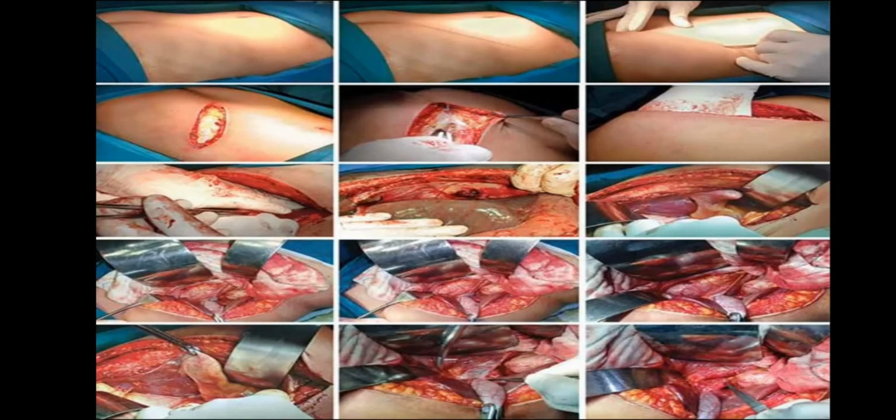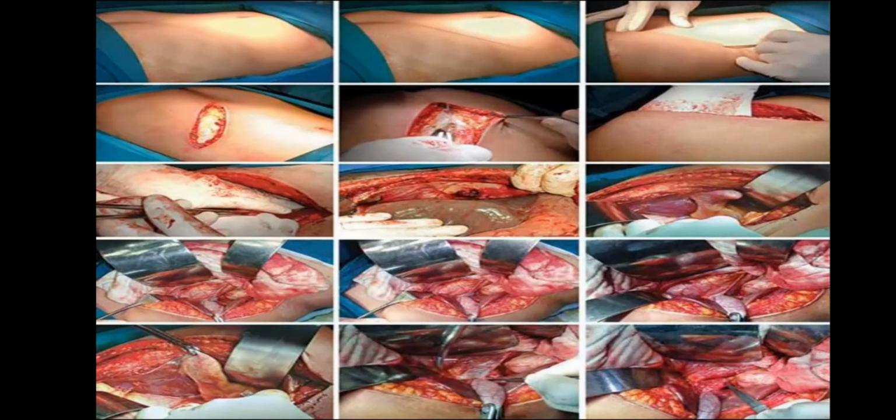Then the gallbladder is separated from the gallbladder fossa, that is the inferior surface of the liver. The gallbladder is separated and removed, and then proper hemostasis is maintained. That is the duct first method. We go for identification of the cystic duct, it is ligated, and then the gallbladder is separated and removed. That is the duct first method.